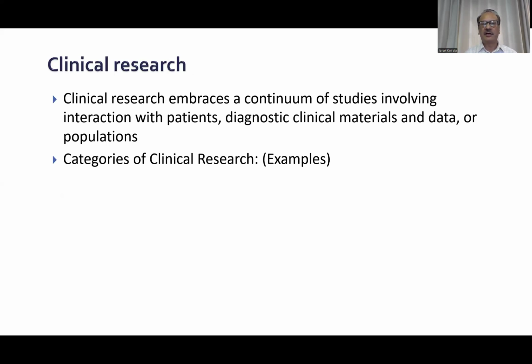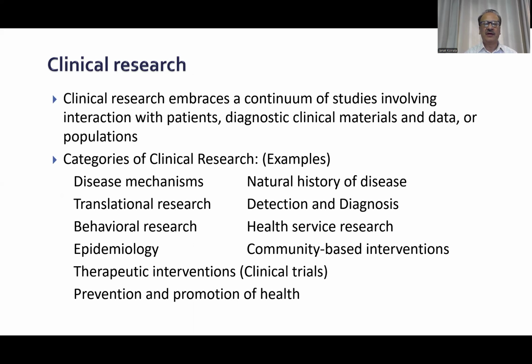So clinical research embraces a continuum of studies involving patients, diagnostic clinical materials and data, or even populations. There are various categories of clinical research as I have listed here. These are only some of the clinical research examples. Disease mechanisms, natural history of disease, could be translational research like we discussed earlier. It could be some kind of screening or diagnostic tests, behavioral research in psychiatry or even non-psychiatry specialties, health service research, epidemiology, community-based interventions, therapeutic interventions like clinical trials, or preventive or health promotional research activities.